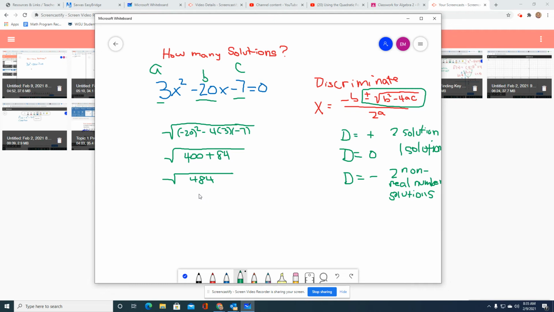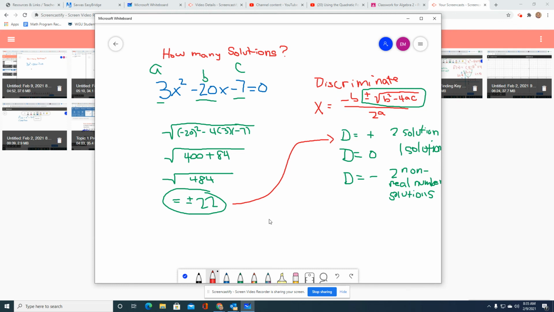And if I remember correctly, I think that it is going to be, well, let's go ahead and use the calculator real quick because I don't want to spend a lot of time trying to remember what it is. It's 22. So you can take the square root of 484 and you get 22. But remember, when you take the square root, you get a plus or you get a minus. So that is what the discriminant is equal to. And since it's a positive number underneath the discriminant, we have two real solutions.